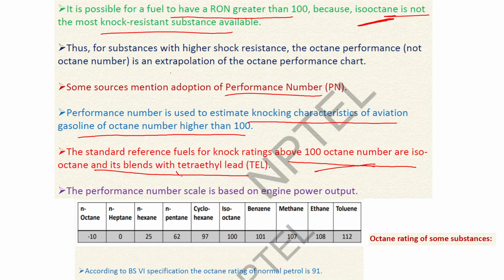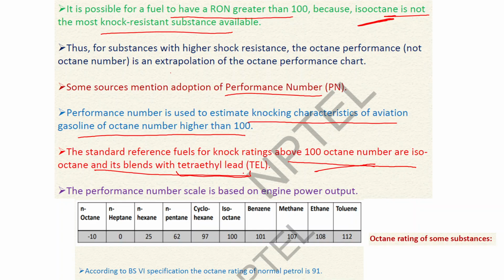Why tetraethyl lead? As I told in the last slide, tetraethyl lead is an octane enhancer. Even a minor presence of lead in the gasoline may enhance the octane number of the fuel of our gasoline.